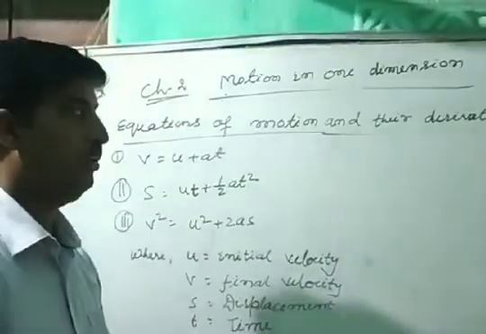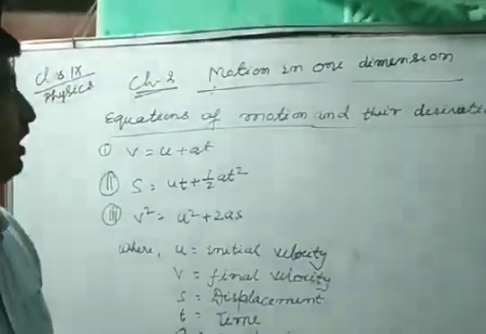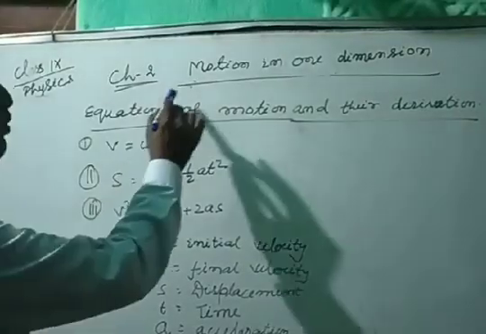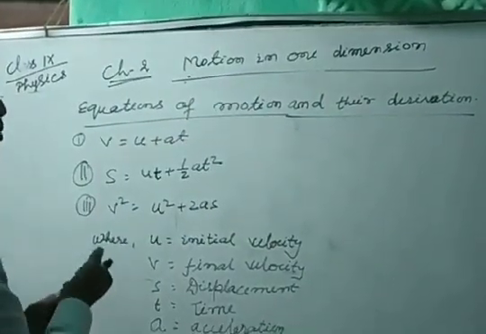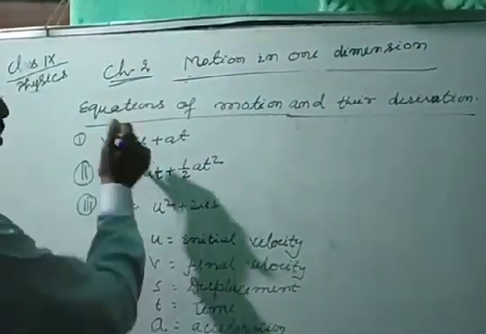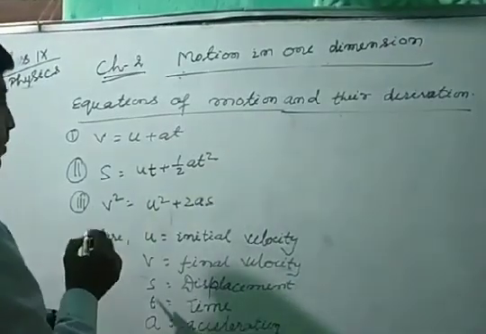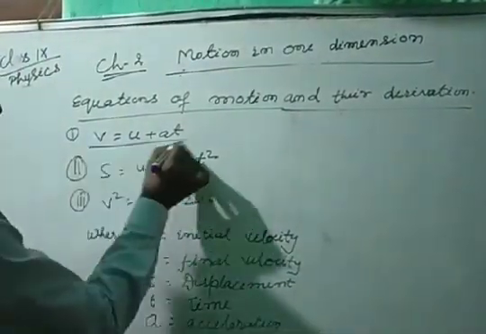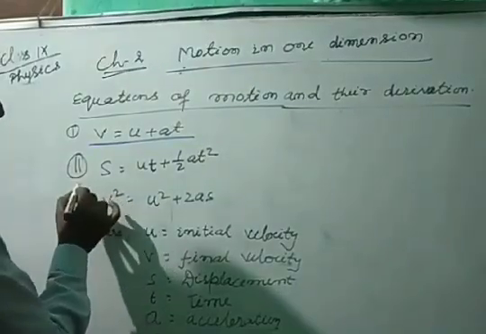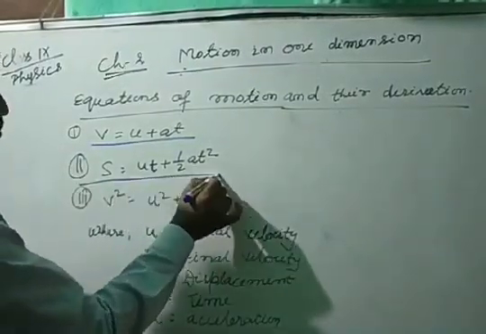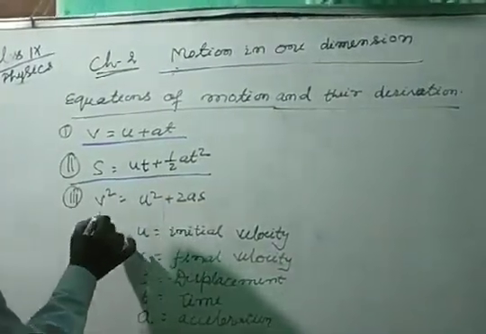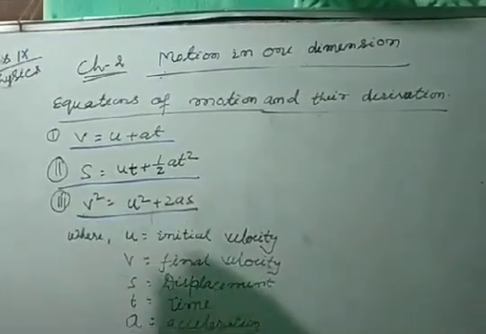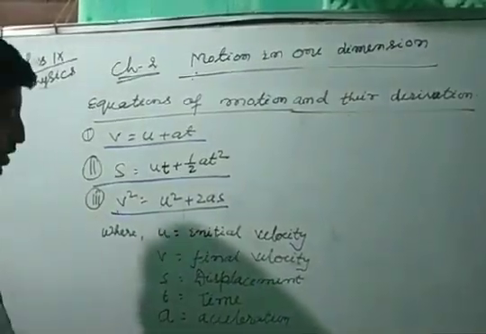Morning, students. Let us start the last topic of this chapter, motion in one dimension: equations of motion. The topic is equations of motion and their derivation. There are three equations of motion. First, v is equal to u plus at. Second equation of motion is s is equal to ut plus half at square. And third equation of motion is v square is equal to u square plus 2as.